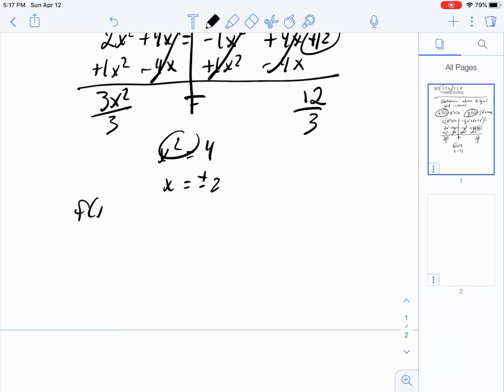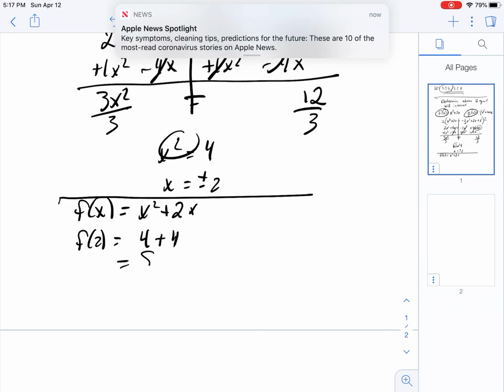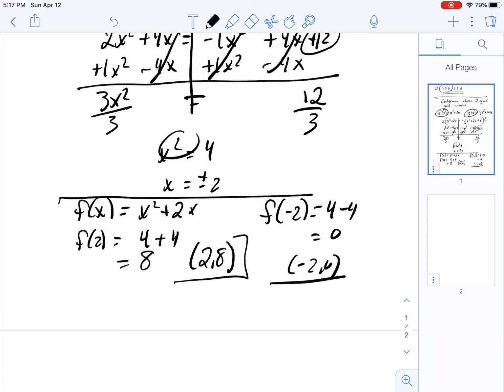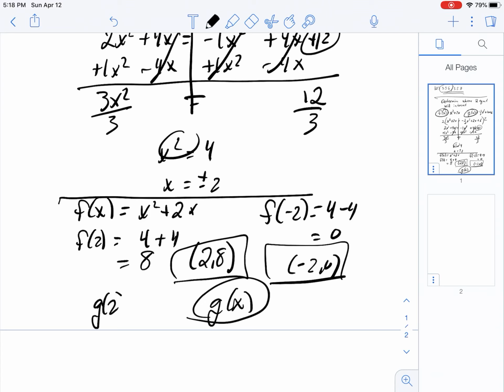Now, all you have to do is grab one of the functions. So let's say you have f of x equals x squared plus 2x. If you plug in f of 2, you get 4 plus 4, which is 8, or your point 2 comma 8. And then if I plug in f of negative 2, you get 4 minus 4, you get 0, or negative 2, 0. Now, you could have used g of x, but you would have got the same answer. If I plugged in g of 2, I would also have got 8, the same thing there.